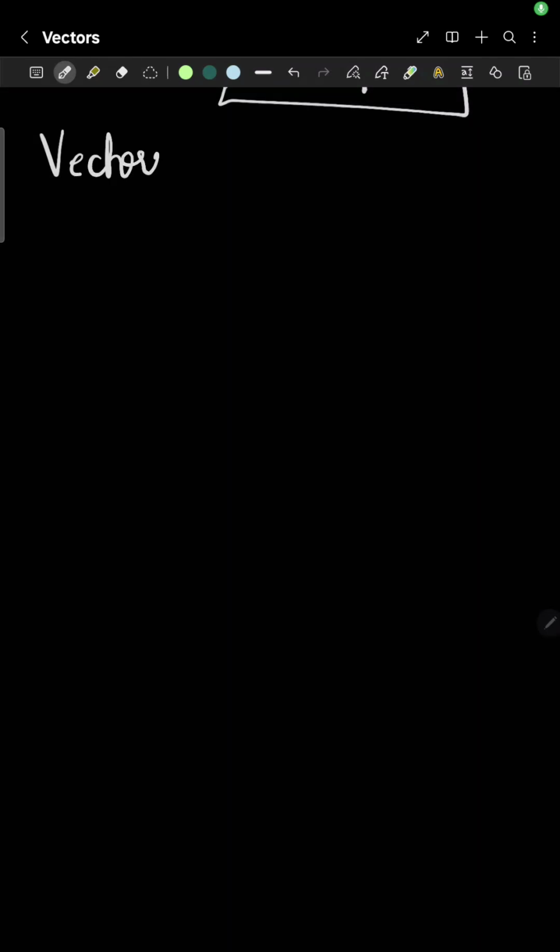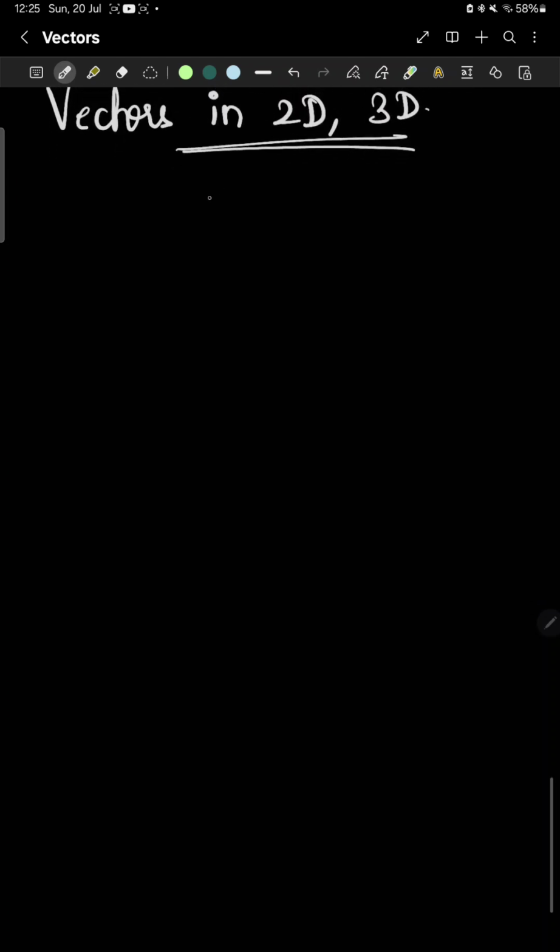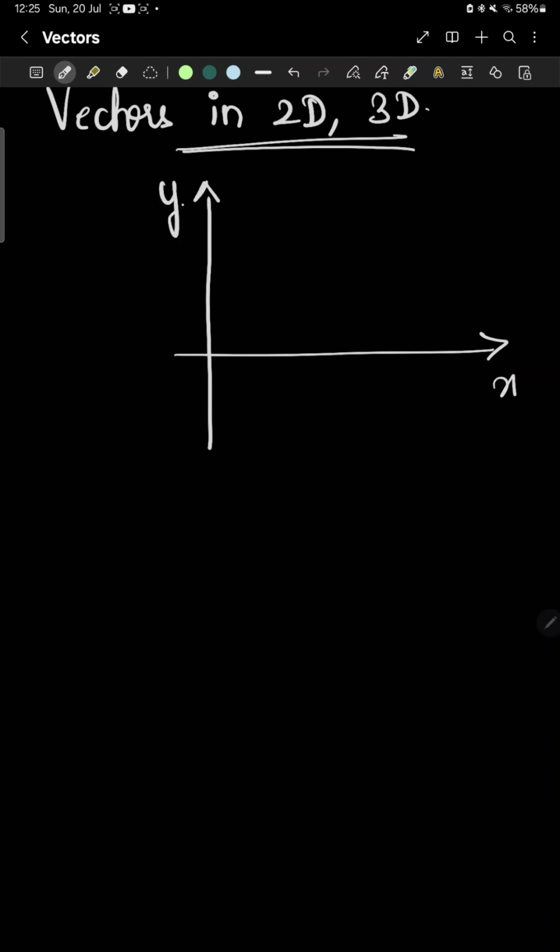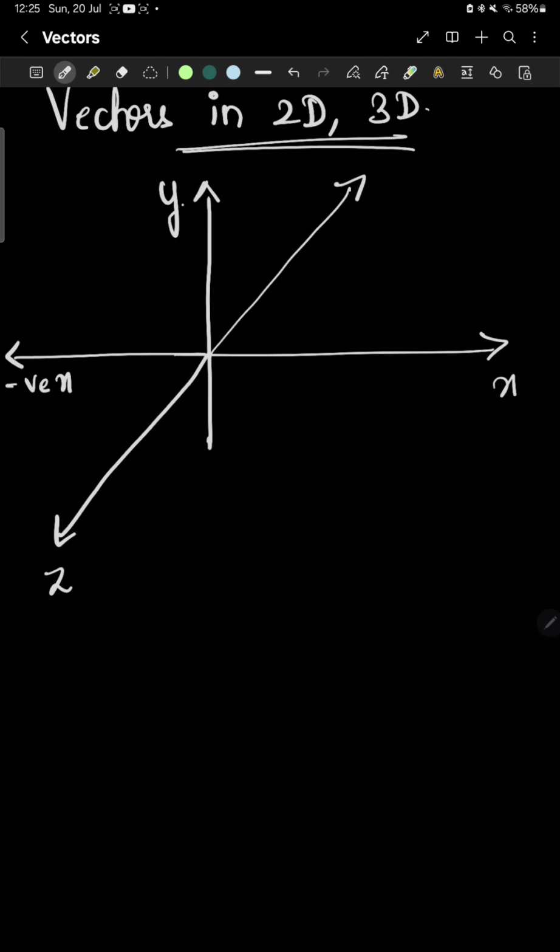One is vectors in 2D representation as well as in 3D representation. So before moving into that, let us recall the axis. In two-dimensional, we are having the x-axis and y-axis. And similarly, in case of z-axis, we will have an axis like this. It will be z-axis. The right side is positive x-axis and the left side is negative x-axis, and here it will be negative y-axis obviously, and here it is negative z-axis.